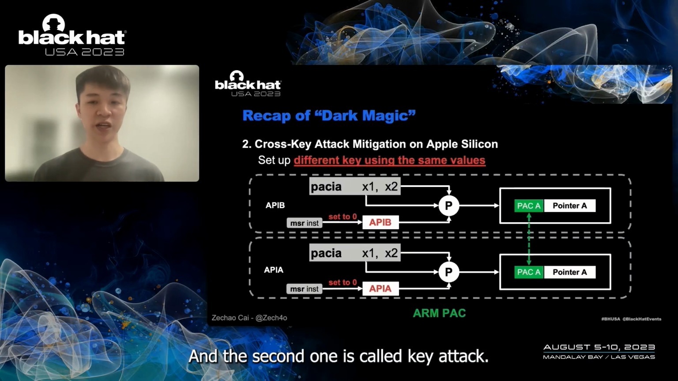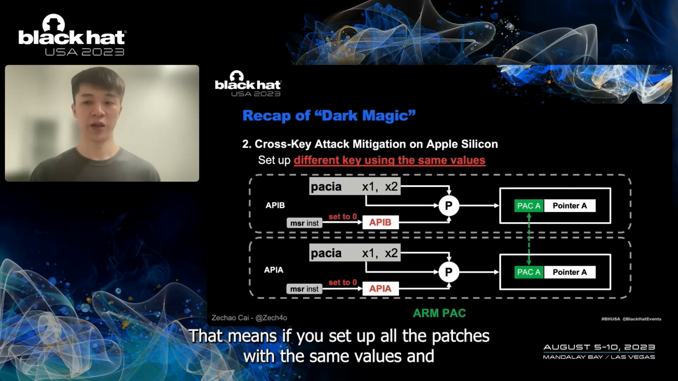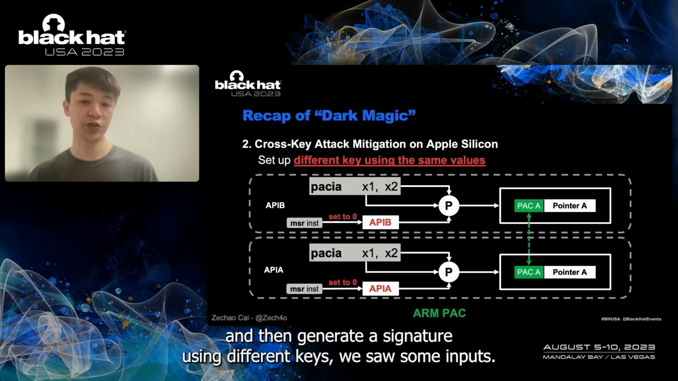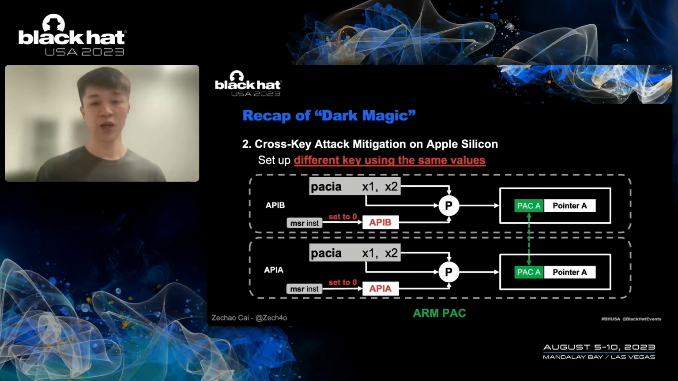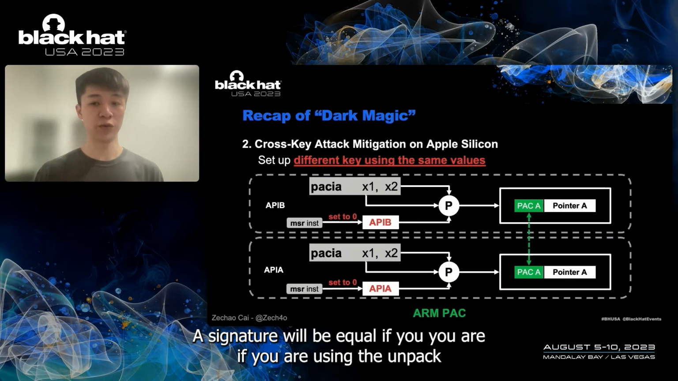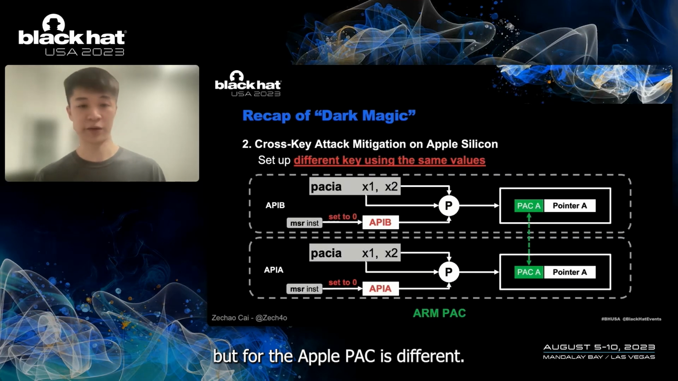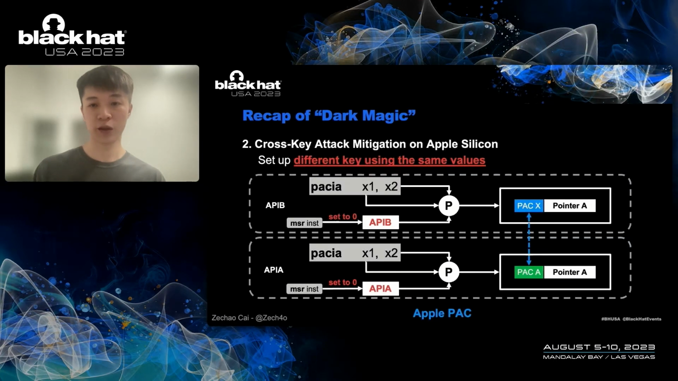The second one is the cross-key attack. That means if you set up all the PAC keys with the same values and then generate the signature using different keys with the same inputs, the signature will be equal if you are using the unpatched PAC. But for the Apple PAC, it's different.